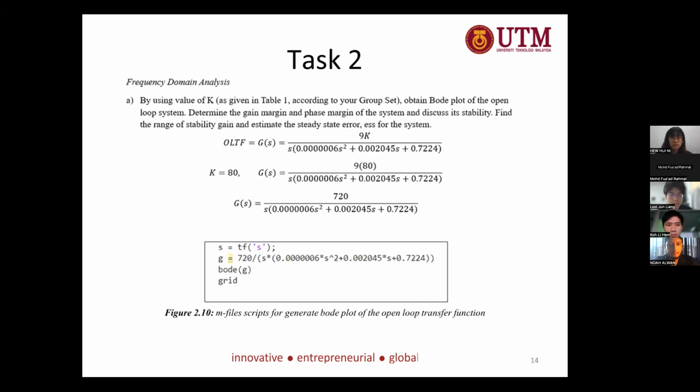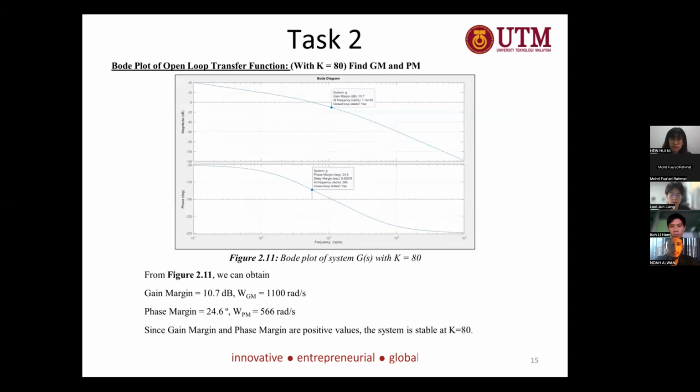Next, I perform the frequency domain analysis. I use the same G(s) and multiply it by the gain of 80 and draw the Bode plot of the G(s) using the bode function. And from the Bode plot, I obtain the gain margin and phase margin, which is 10.7 dB, and phase margin is 24.6 degrees. Both margins were positive, so the system is stable. And next.